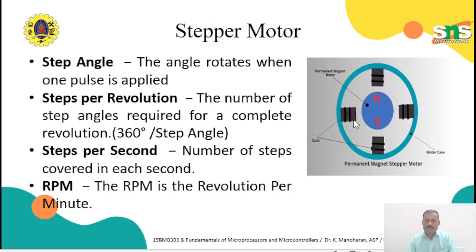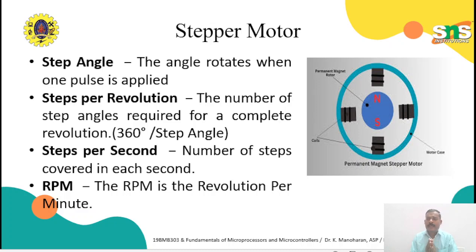The important parameters for the stepper motor, first one is the step angle. This is the minimum angle that the stepper motor moves when one pulse is applied. The stepper motor can rotate only in multiples of the step angle. For example, if the step angle is 10 degrees, only multiples of 10 degrees are possible. Once we energize, it moves 10 degrees. If we energize another time, it moves another 10 degrees, so the total will be 20. If you energize 10 times, 10 into 10, a 100 degree movement is possible.